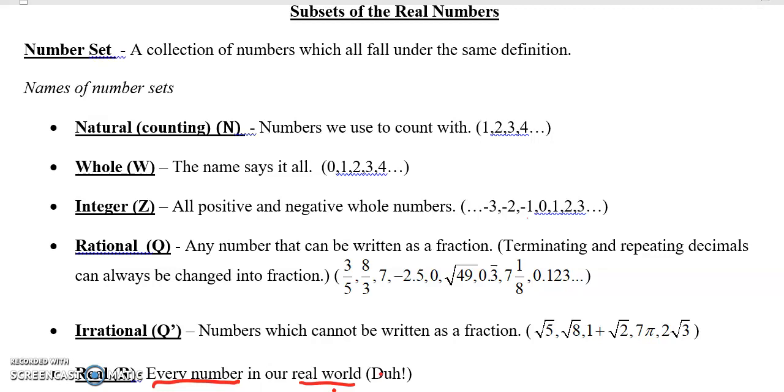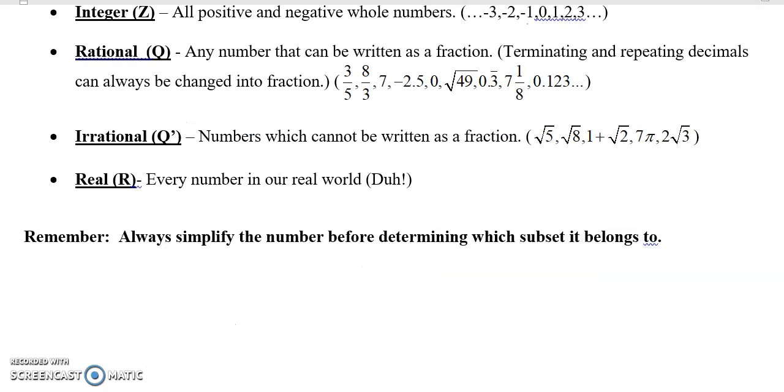Now, it's important for you to note that anytime you're trying to consider whether a number is rational or real or whatever, you first have to figure out, can I simplify the number that I'm looking at? So always remember to try and simplify the problem before you decide what subset of the real numbers the number belongs to. Like, for example, if I had, say, the square root of 49. Well, the square root of 49 simplifies to just 7.